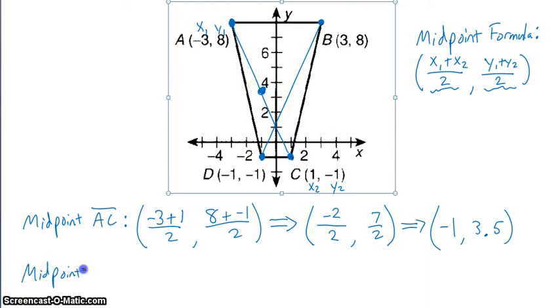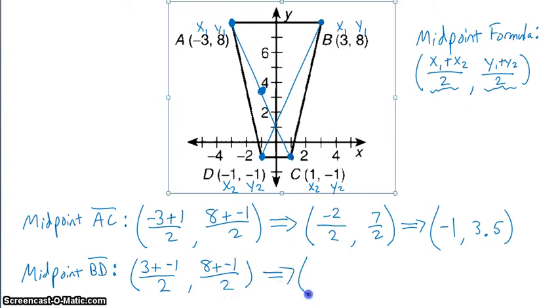To find the midpoint of BD, I'm going to also want to use the midpoint formula. I'm going to label my points x1, y1, x2, y2. And now I need to plug those values into my midpoint formula: x1, x2, y1, y2, and do the math. 3 plus -1 is 2. 8 plus -1 is 7. Simplifying my answer, I end up with 1 and 3.5. So the midpoint of BD is at 1, 3.5.